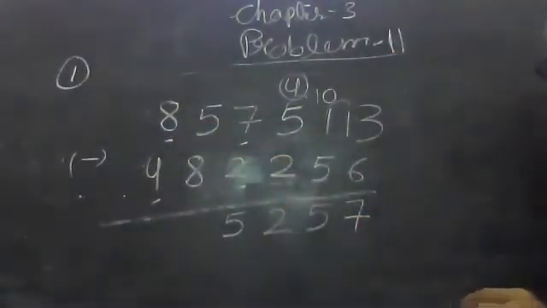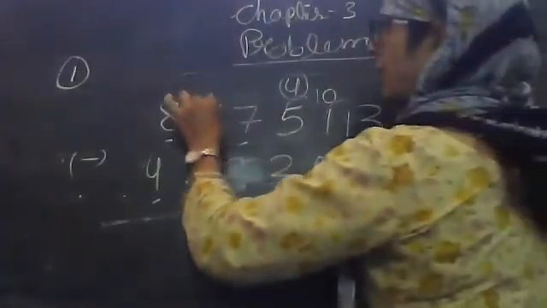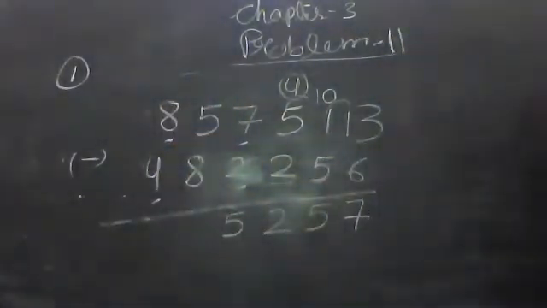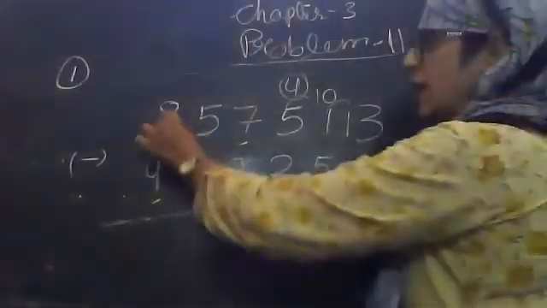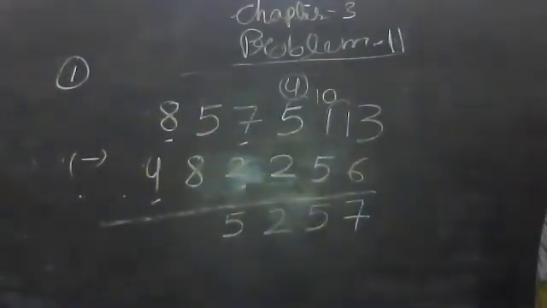ऑलवेज अपने को देखना है कि जो हमारा ऊपर का नंबर है जिसमें से हमको लेस करना है वो बड़ा है या छोटा है. छोटे में से बड़ा नंबर लेस नहीं होता, उसके लिए हमको हमारे साइड वाले नंबर से बोरो करना ही पड़ता है.